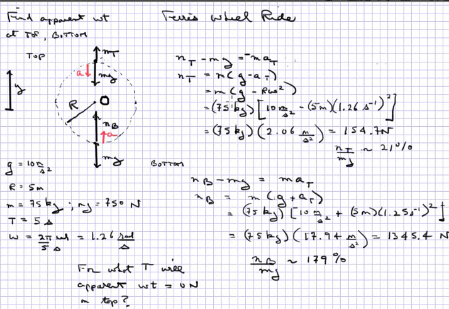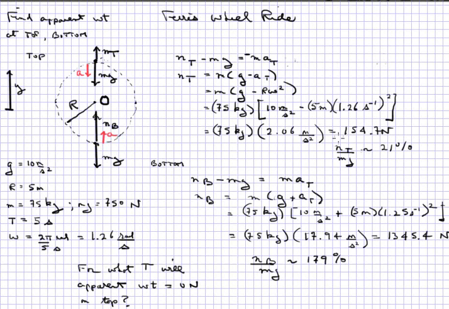That means N_t is 75 kilograms times the quantity of g, 10 meters per second squared, minus r, 5 meters, times omega squared, 1.26 inverse seconds squared. Again, I've dropped rads here because rads are going to disappear. So this computes out to be 2.06 meters per second squared times 75, which means that the normal force acting on the person at the top position is 154.7 newtons. And that is their apparent weight by Newton's third law.